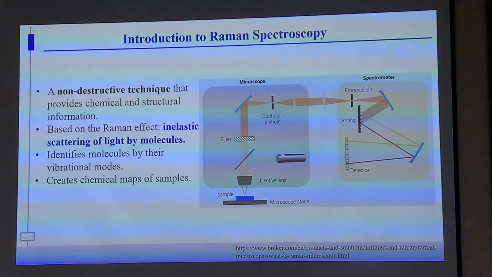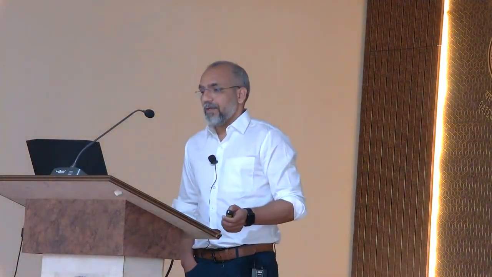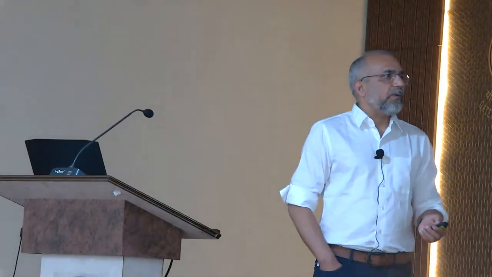Here, these waves interact with the molecule, and depending on the vibration of the molecule, you can analyze the composition and the nature of your sample, depending on the vibration modes of those molecules. It creates a chemical map of the sample. For example, if you do Raman mapping of graphene, you can get a map that tells you whether it's pristine or defective graphene. It's very unique for that type of material.